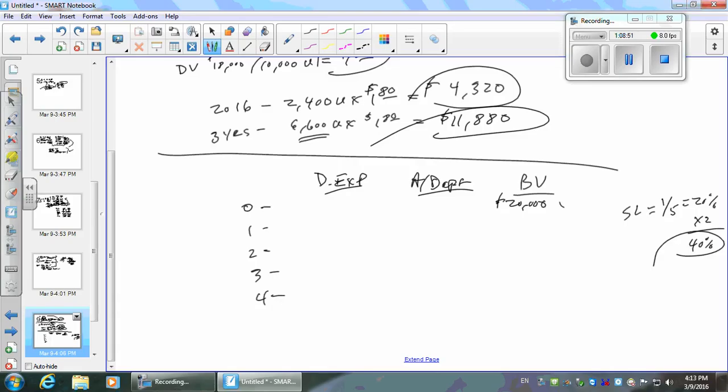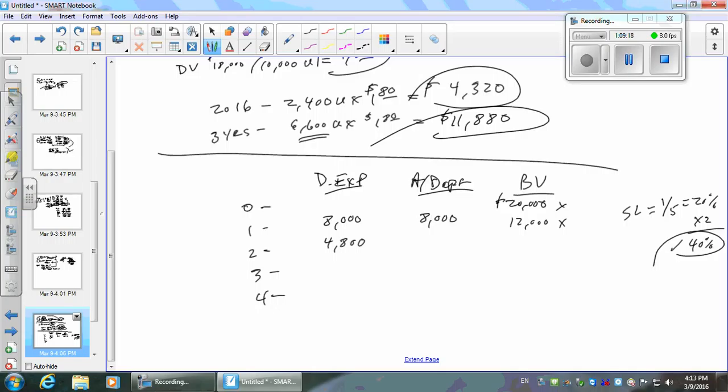200% declining balance. So I'm going to take 40% of the 20,000 the first year. Am I right? How much is that for the first year? 8,000. Debit depreciation expense, credit accumulated depreciation, and what's my remaining book value? Of course, 20 less the 8 is 12,000. You guys good? Then it's 12,000 times 40%, right? How much is that? 4,800. Debit depreciation expense, credit accumulated depreciation.